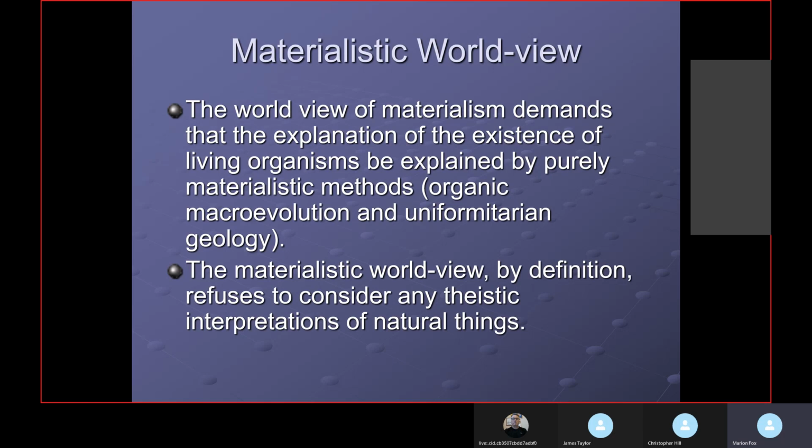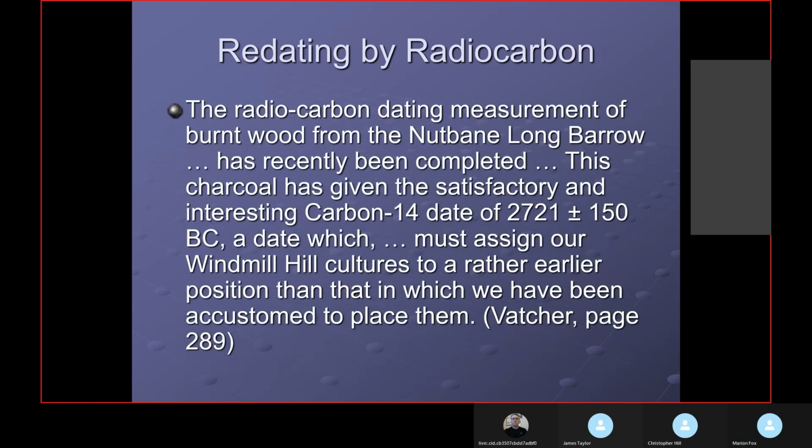A materialistic worldview, by definition, refuses to consider any theistic interpretation of natural things. It cannot be a theistic, a God-centered interpretation of natural things.